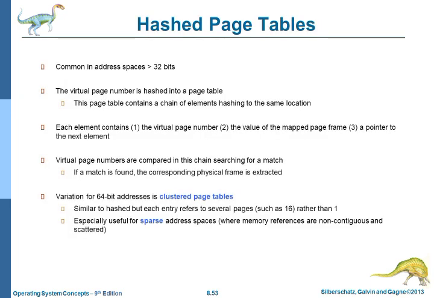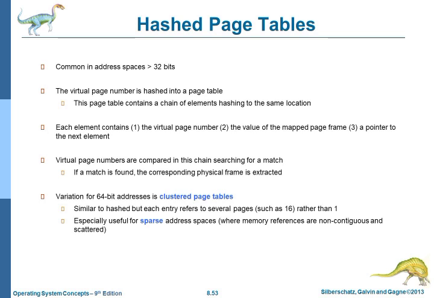Next, we move to hash page tables. Common in address spaces of more than 32 bits, the virtual page number is hashed into a page table. This page table contains a chain of elements hashing to the same location. Each element contains, first, the virtual page number; second, the value of the mapped page frame; third, a pointer to the next element. Virtual page numbers are compared in this chain searching for a match. If a match is found, the corresponding physical frame is extracted.